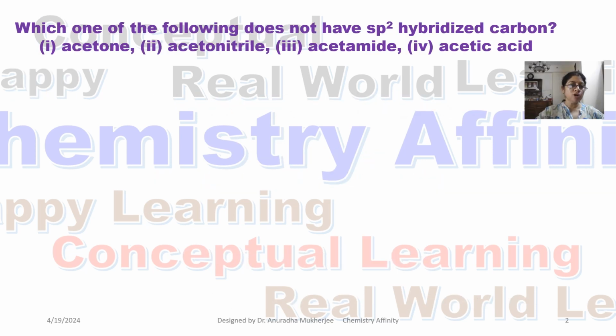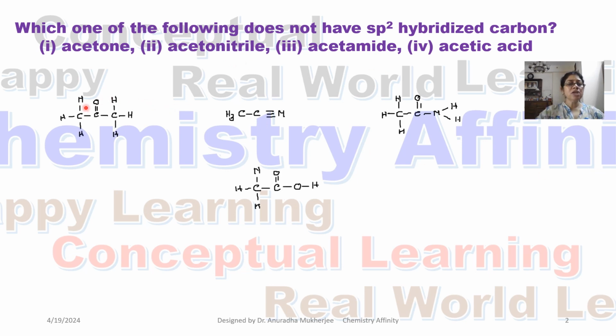Which one of the following doesn't have sp2 hybridized carbon? Acetone, acetonitrile, acetamide and acetic acid. First, we have to draw the structures of all these four compounds. This is acetone, compound 2, it's acetonitrile, compound 3, it's acetamide which contains an amide functional group, and acetic acid which contains a carboxylic acid functional group.